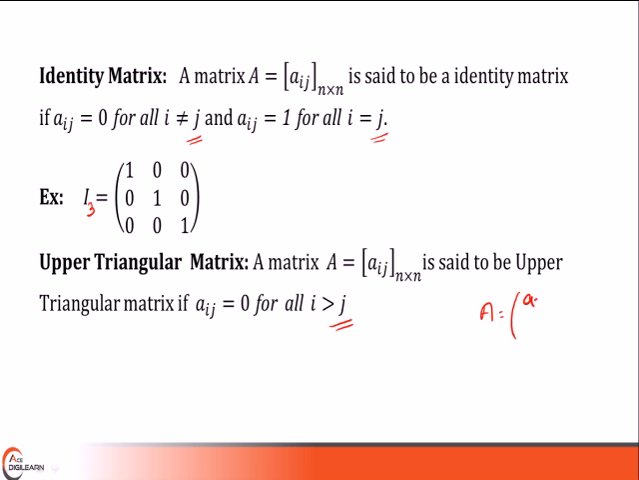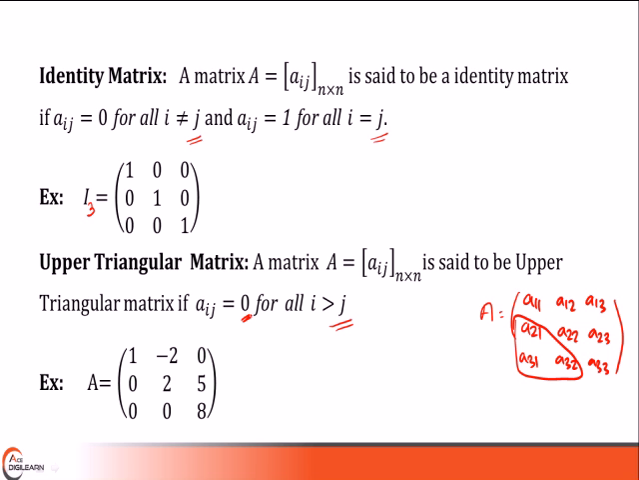Consider an example, a matrix of order 3 by 3. The elements which satisfy the property i greater than j. So you can look at these elements in which i is greater than j. So these three elements, if they're zeros, then you can call such matrix as an upper triangular matrix. You can see an example, in which these three elements are zeros. So it is called an upper triangular matrix.